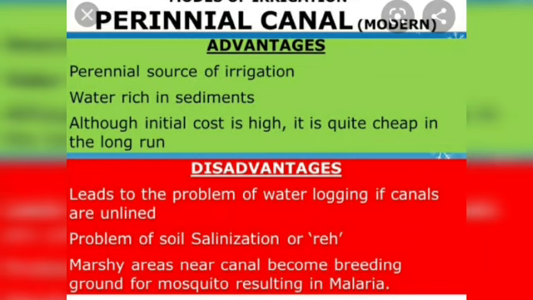The disadvantages include the problem of waterlogging if the canals are unlined, and the problem of soil becoming saline is also there. So swamp-like areas occur near the canals.